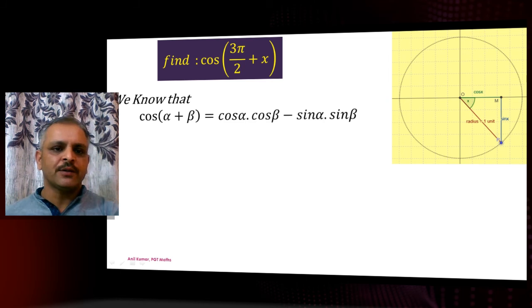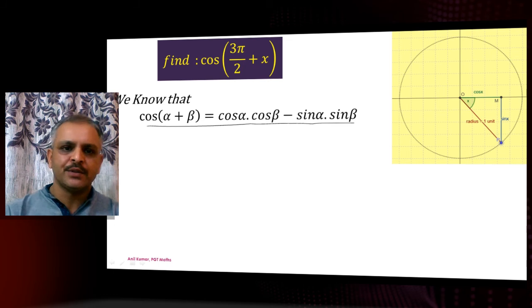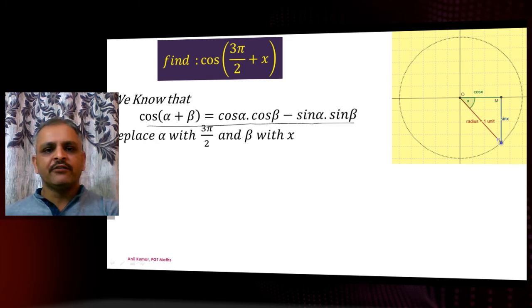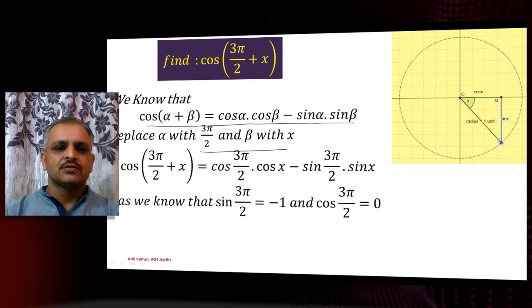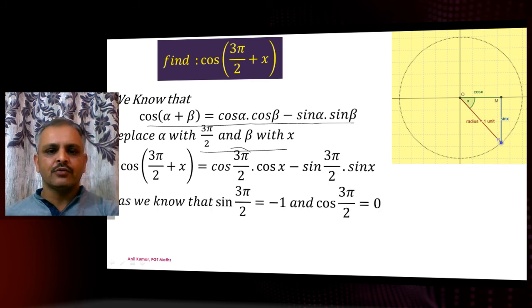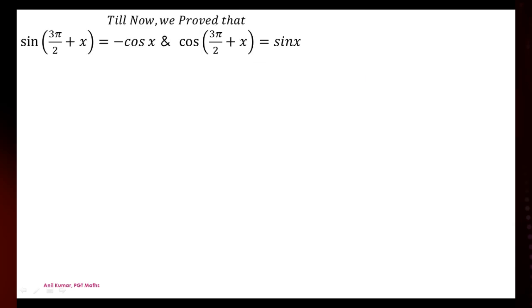So we know that cos alpha plus beta is cos alpha cos beta minus sine alpha sine beta. Replace alpha with 3 pi by 2 and beta with x. So let's put the value: cos 3 pi by 2 as 0, sine 3 pi by 2 as minus 1, and it will become sine x. So as we discussed, the x coordinate will be positive, so cos will output in positive terms. So let's find out the remaining 4 t ratios.